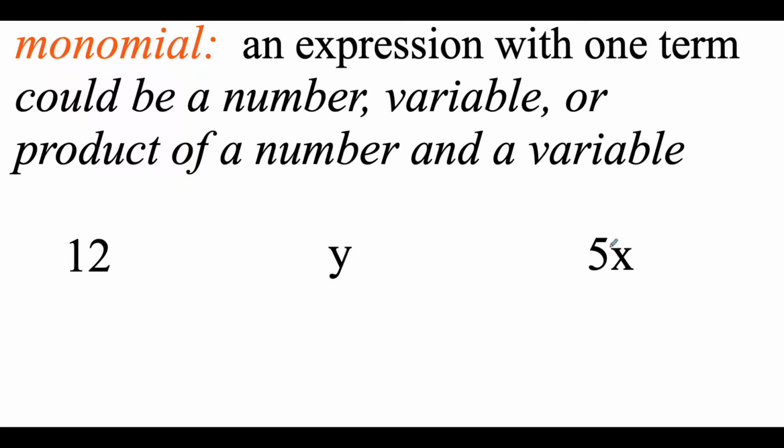Now if we're looking at something like 5x, that number that's in front of the variable has a special name to it. That number in front, in this case that 5, is called a coefficient. And that just means the number attached to the variable.